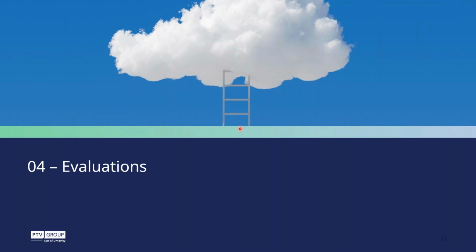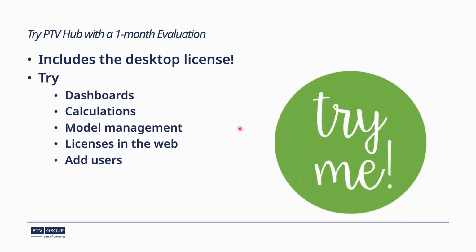First, let's talk about, if you want to try Hub, how do you do this? So we have an evaluation that's available. We'll start you off with 1 month. Maybe we can extend it to 2 months if you need some extra time to try it. We'll provide you with a Hub Ready desktop license. By Hub Ready, that means that license is open to connect to the cloud side of Hub. So you do have to have a license type that works with the Hub environment.